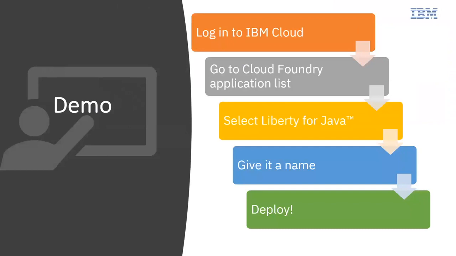Our demo consists of five high-level steps. Logging into IBM Cloud, going to Cloud Foundry application list, selecting Liberty for Java application runtime, naming it, and then finally deploying it.